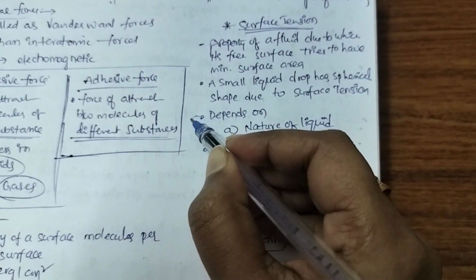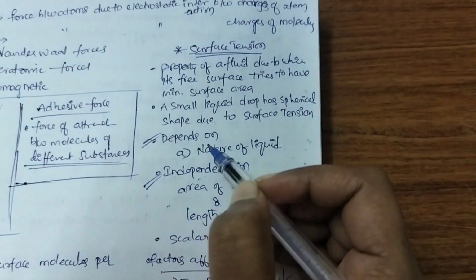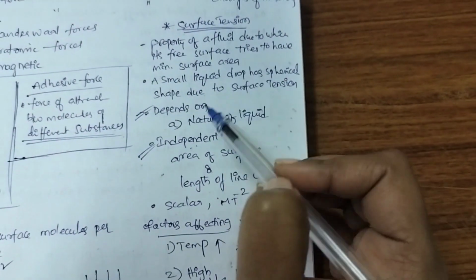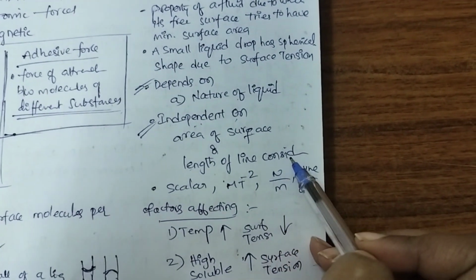These types of points are very important in competitive exams because they are direct questions. Surface tension depends on the nature of the fluid, whereas surface tension is independent of the area of the surface or the length of the line considered.